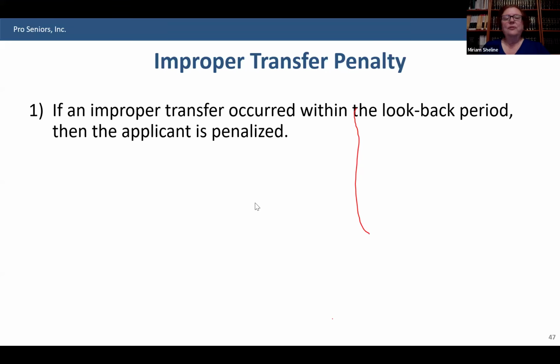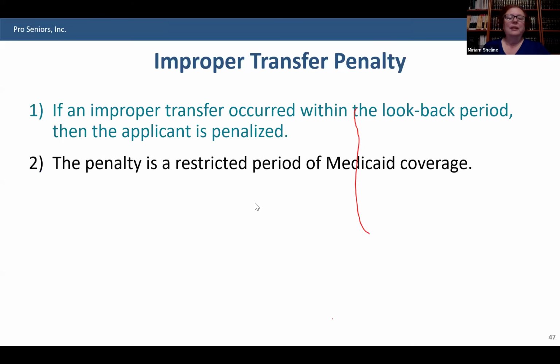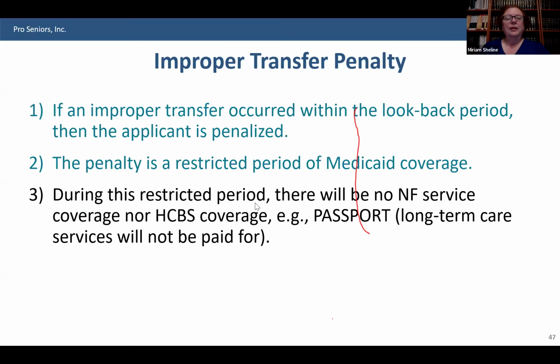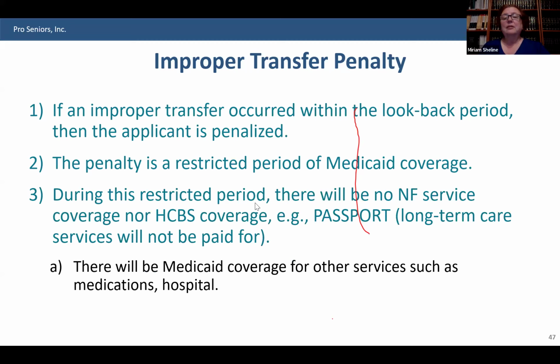If an improper transfer occurred within the look back period, the penalty is restricted Medicaid coverage. This means you're going to be approved for Medicaid with restricted coverage. What that means is there's not going to be coverage for nursing home or home and community-based services, i.e. PASSPORT, will not be paid for, but all your other medical expenses will be paid for.